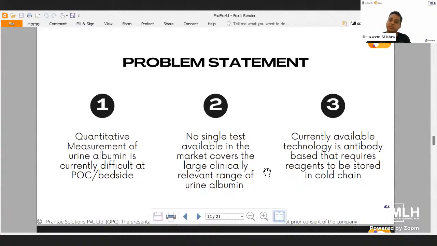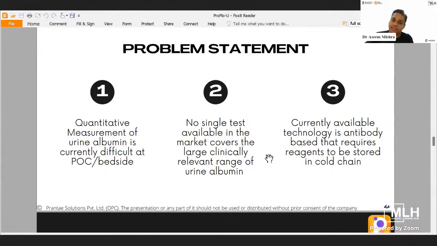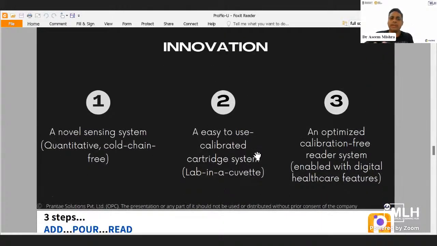The third challenge was that if you went with the high sensitivity microalbumin based tests, which are mostly antibody based tests, they require a cold chain. So at self-health monitoring or at point of care outside where refrigeration is not so easily accessible, the technology is unable to reach. So we did three essential innovations to address this gap.